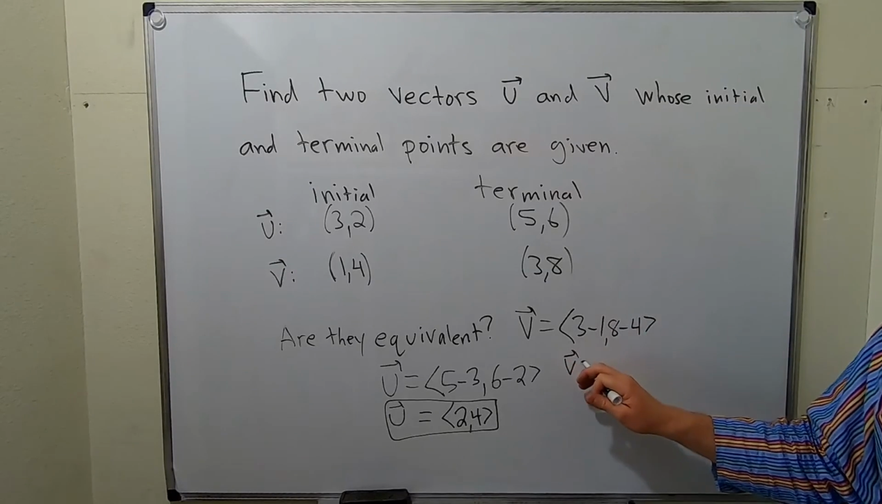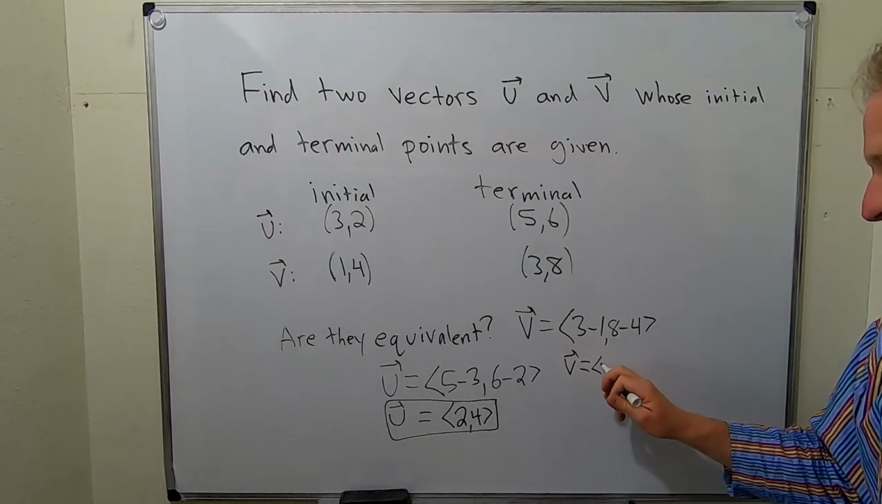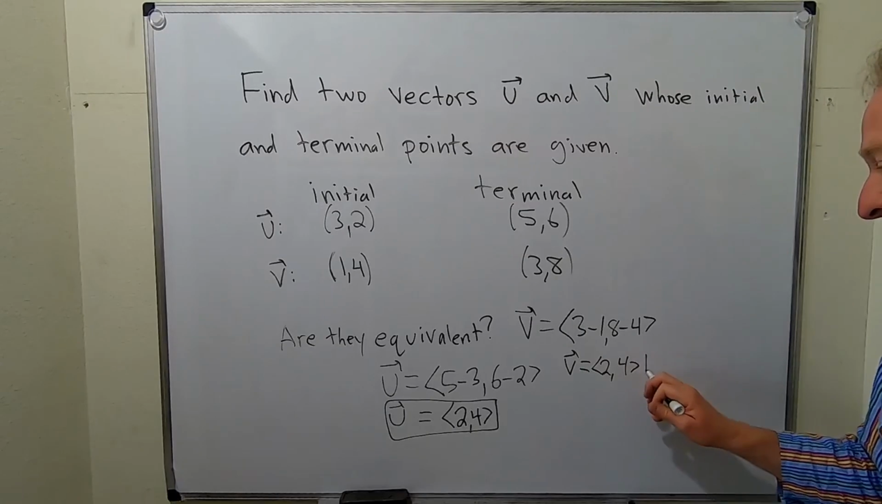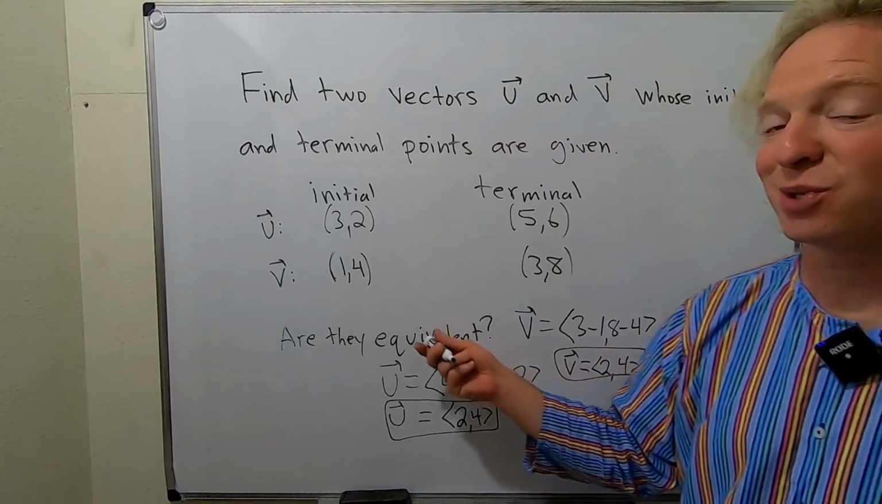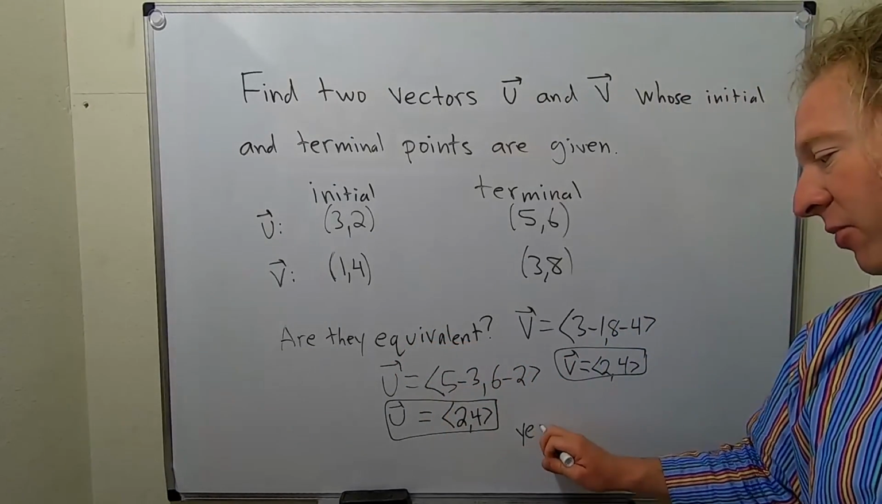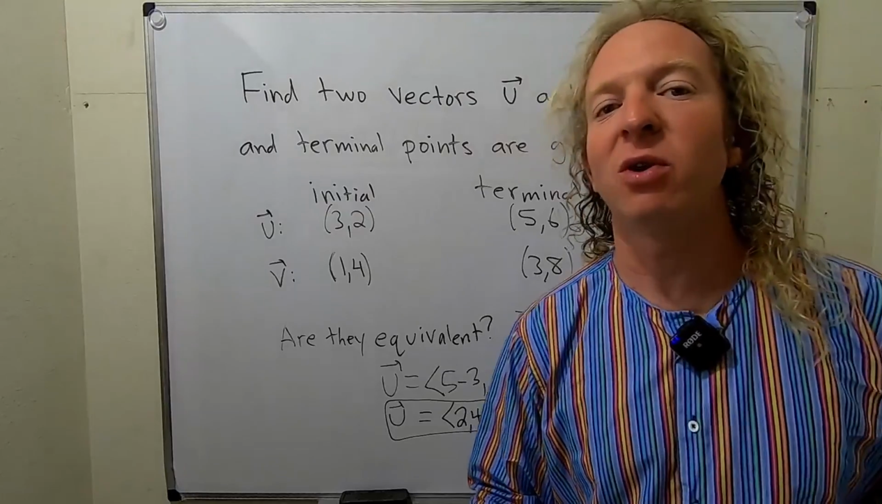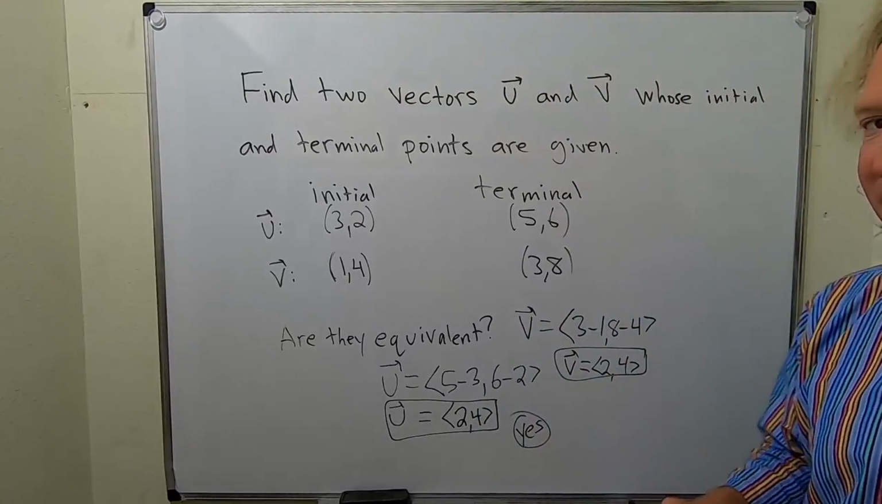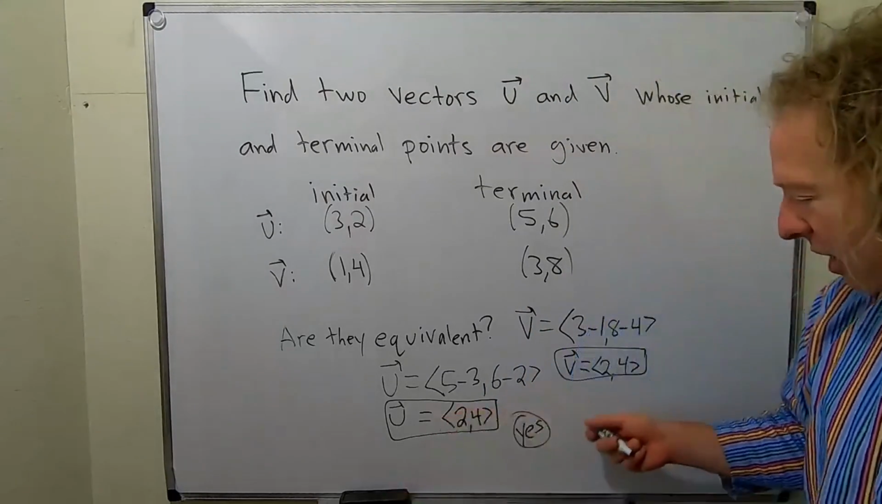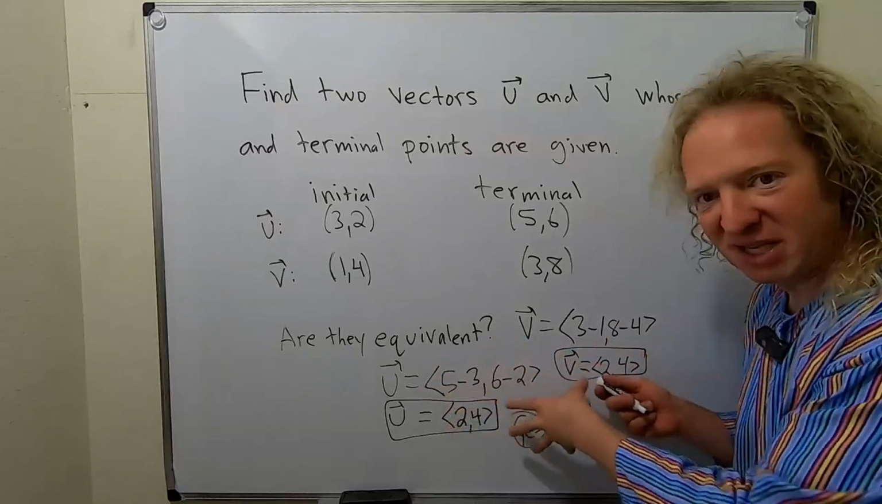So v is going to be equal to 3 minus 1 is 2, and 8 minus 4 is 4. Oh, look, they're the same. So the answer is yes, they are equivalent. You might be wondering, what does it mean to be equivalent? Two vectors are equivalent if they have the same direction and length. In other words, when you write them like this, they're going to be exactly the same.